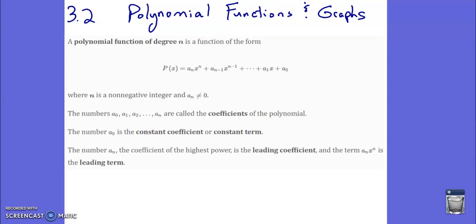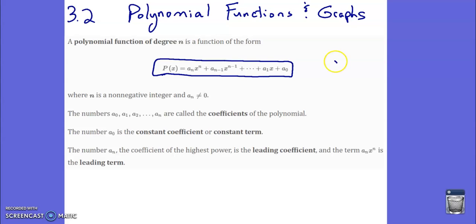This is 3.2, polynomial functions and their graphs. So a polynomial function, we've talked about that even in Algebra 1, Algebra 2, but this, again, we're going to take it a little bit further, a deeper step into this. A polynomial function of degree n looks like this, and this is the generic form. So you need to be somewhat familiar with what this is talking about.